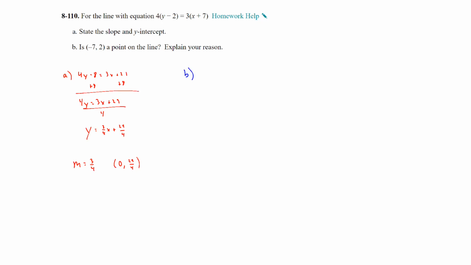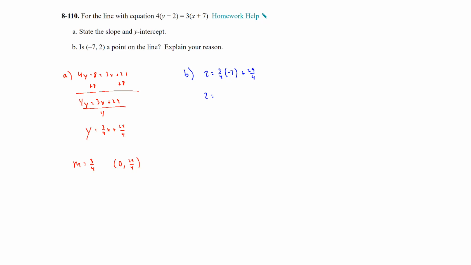For B, is negative 7, 2 a point on the line? Explain your reasoning. So to see if it's a point on the line, we can just plug in the point negative 7, 2 for our x and y. So y would be 2. So 2 is equal to 3/4 times x, which is negative 7, plus 29 fourths. So we want to simplify the right-hand side and see if it is equal to 2.